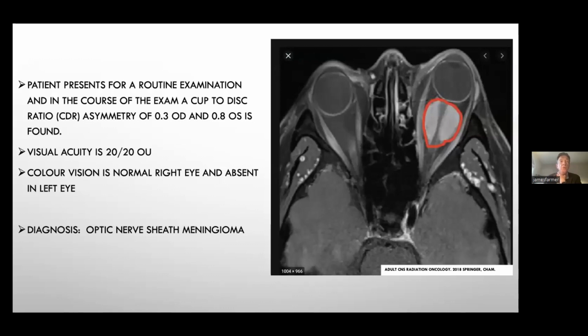Now, this patient presents for a routine examination, and in the course of the exam, the ophthalmologist noted an asymmetry in the cup to disc ratio, with small on the right and large on the left, suspicious for glaucoma. But because there was evidence of other abnormalities, despite good vision, like color being gone, suggesting an optic neuropathy, a CT scan was arranged, and this patient has an optic nerve sheath meningioma.